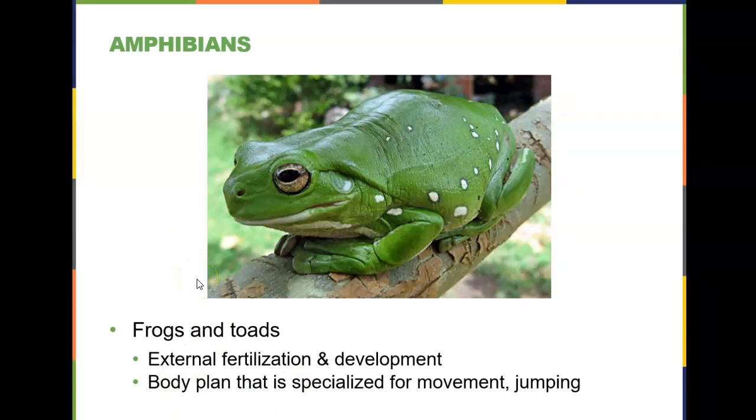So we move on to our frogs and our toads. They have external fertilization and development. They have a body plan that is specialized for movement and jumping, longer legs, more muscles in these posterior limbs. They are the ones that will begin their lives as tadpoles. So they have a completely aqueous juvenile period, larval juvenile period, and then they metamorphose into the adult form, which will live on land.